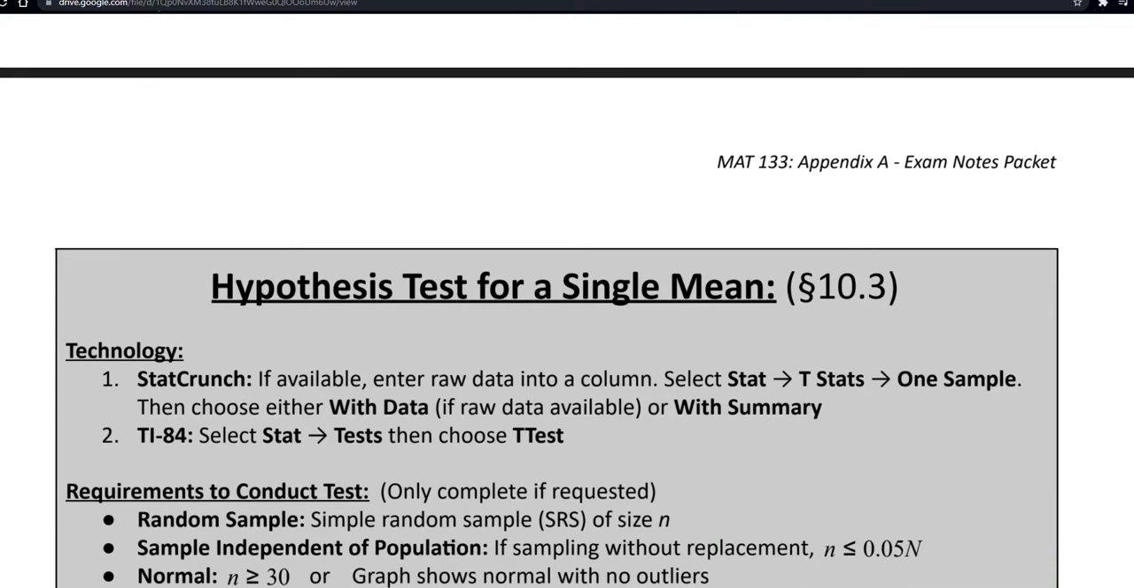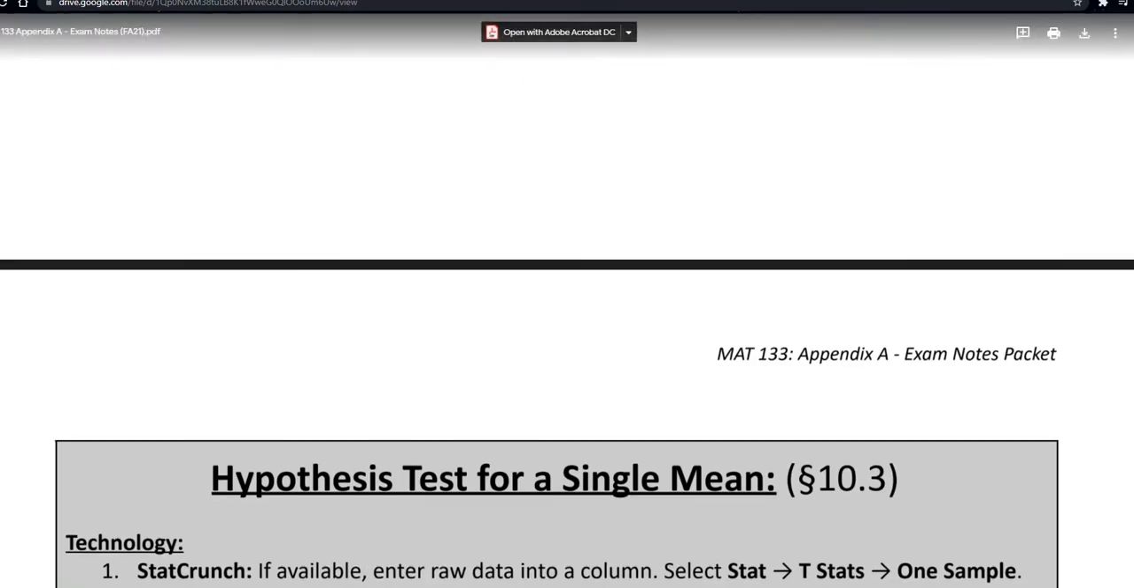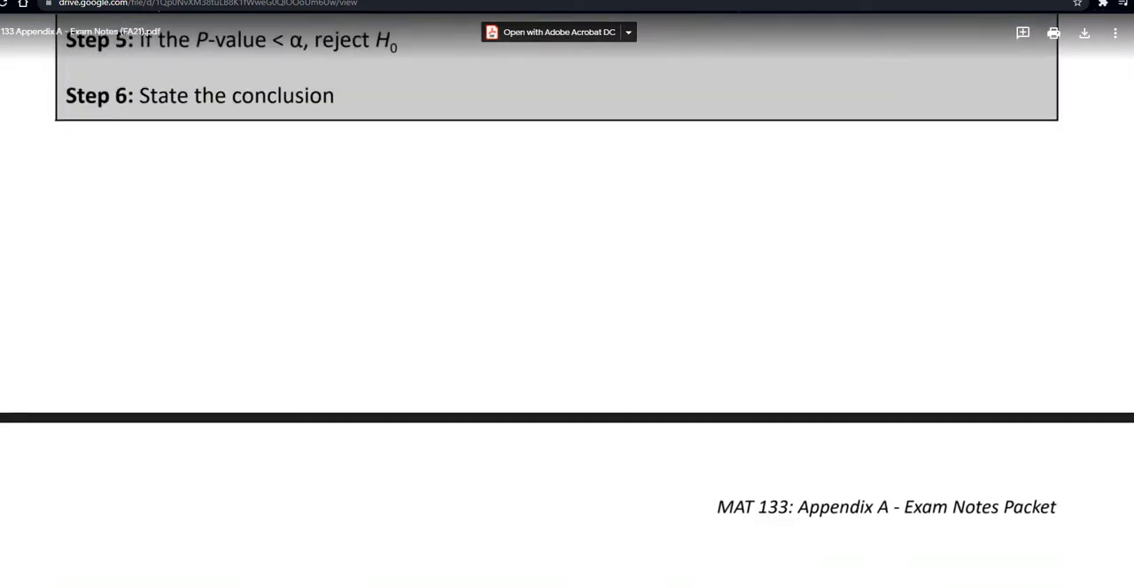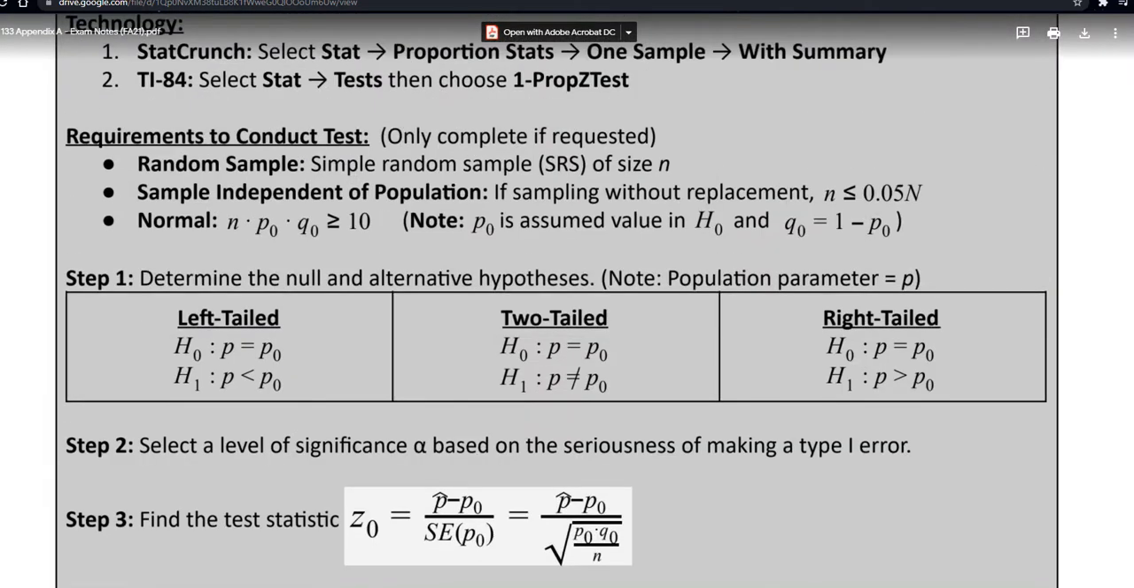There are more. There are actually lots more. We will learn a few more in Chapter 11. If you kept going in statistics, you would learn many more. There are so many different types of tests. Okay, so let's look at this. So we have a hypothesis test for a mean, and we have a hypothesis test for a proportion.